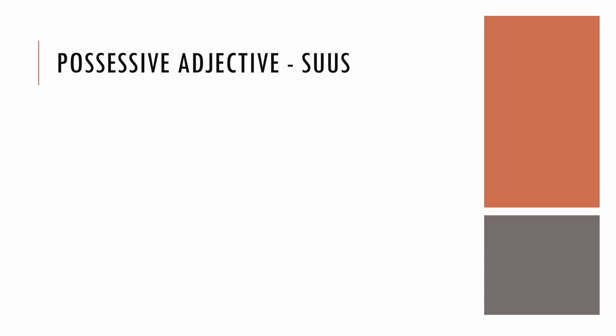So let's talk a little bit about that possessive adjective suus. Now this is used when the possessor is the subject of the clause, or generally speaking the subject of the sentence, but in a few instances it could be a separate subject, but it will be the subject of the clause. And this is because suus is what is considered a reflexive adjective, meaning that it refers back to the subject.